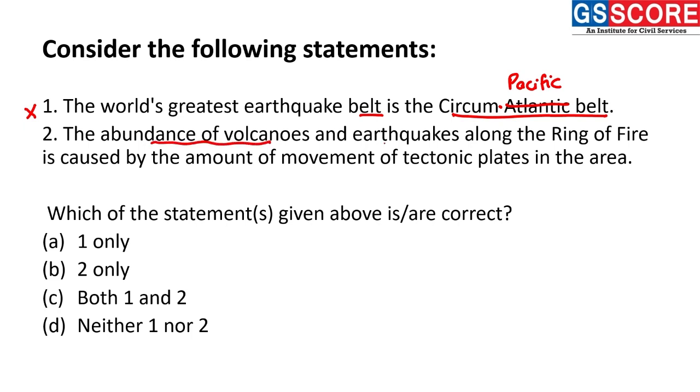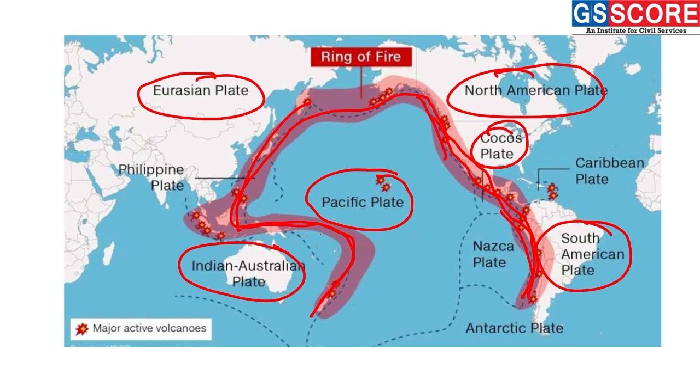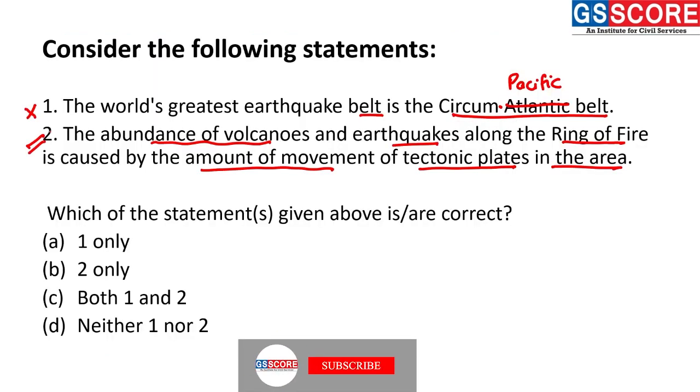Statement 2: the abundance of volcanoes and earthquakes along the Ring of Fire is caused by the amount of movement of tectonic plates in the area. As we have already seen in the map, there are various tectonic plates. These tectonic plates are converging near this coastal region, or trench region. So there is convergence occurring here, which is one of the reasons for the formation of volcanoes in this region. Thus, statement 2 is a correct statement. Thus, the answer for this question is B, 2 only.